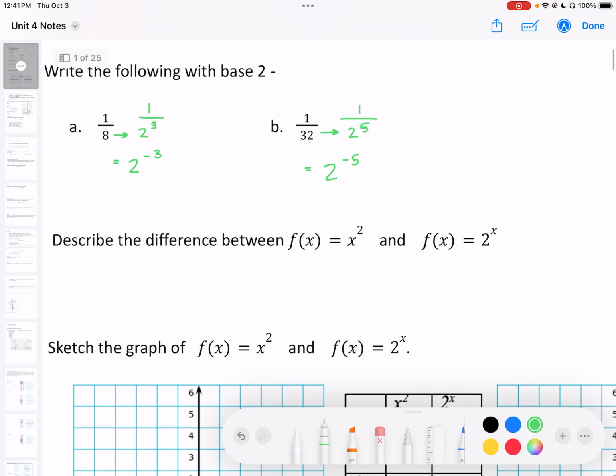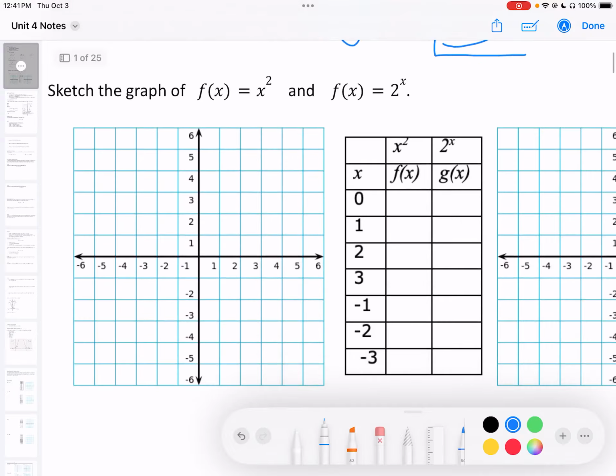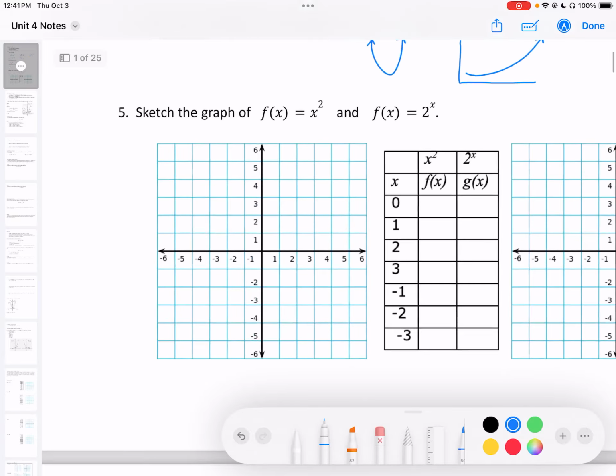Okay. If we're interested in describing the difference, x squared is a parabola, okay? Whereas 2 to the x is an exponential, it is going to go up forever, okay? It never touches below 0, whereas quadratics can go below 0. If we want to sketch that graph, we can just plug in some random points here. So x squared is the first one, 2 to the x is the second one. You can just plug those points in.